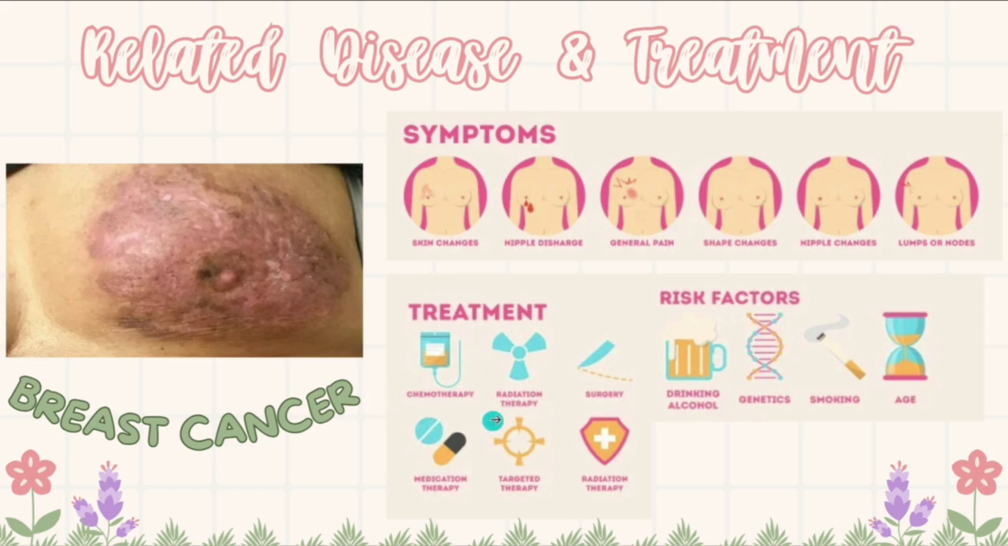And then lastly is the chemotherapy, where drugs are used to kill cancer cells throughout the body. This method is usually done either before surgery or after surgery to lower the risk of recurrence of the cancer.